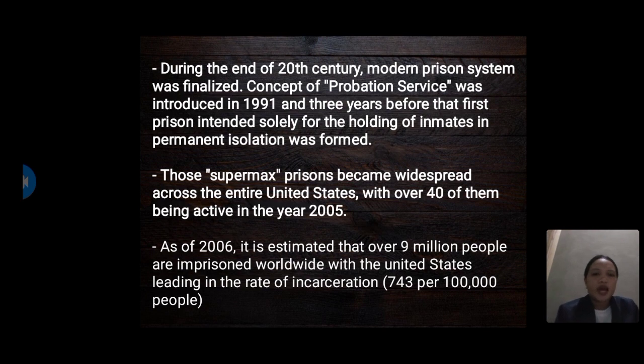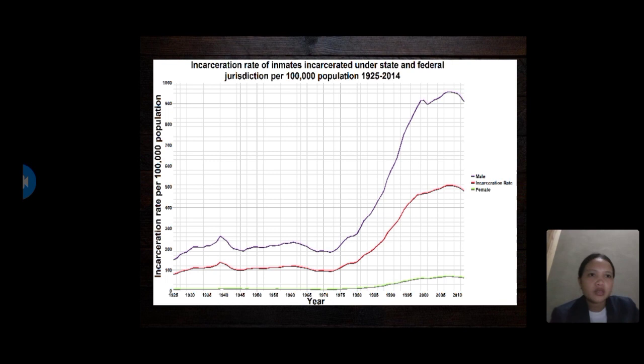So, as of 2006, it is estimated that over 9 million people are imprisoned worldwide, with the United States leading in the rate of incarceration. They have 743 per 100,000 people. So that's a lot. So this is a photo.